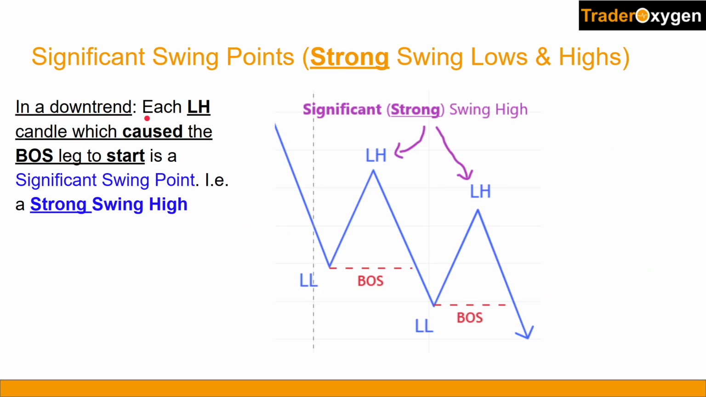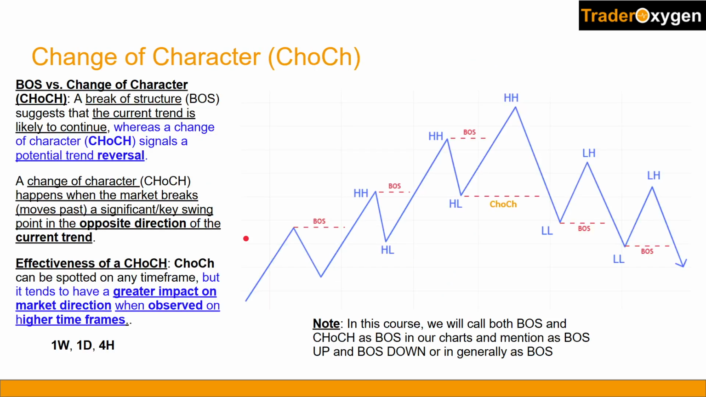In a downtrend, each lower high which causes the break of structure leg to start. So this lower high started this break of structure leg. This lower high started this break of structure leg. Those are significant swing highs. Okay, let's see what's next.